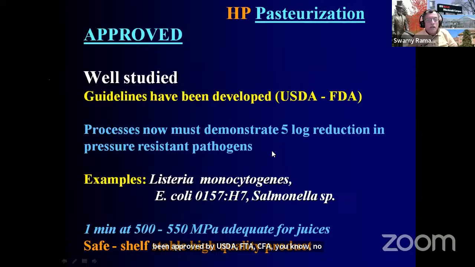All that you need to demonstrate is 5 log cycle reduction in pressure resistant pathogens like Listeria, E. coli, Salmonella, etc. Pick whichever is more resistant and show that your process actually destroys 5 log cycles of that particular population, and it's approved. All that is required is 1 minute at 500 megapascal pressure level, and that's adequate for all juices, especially acid products. It's shelf stable under that condition. So that is very easy.